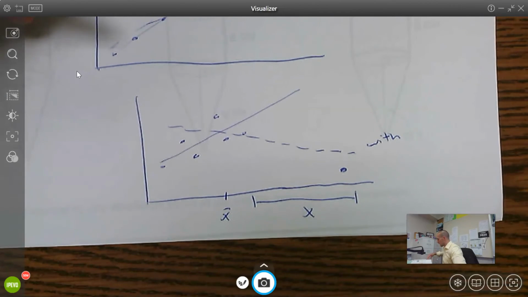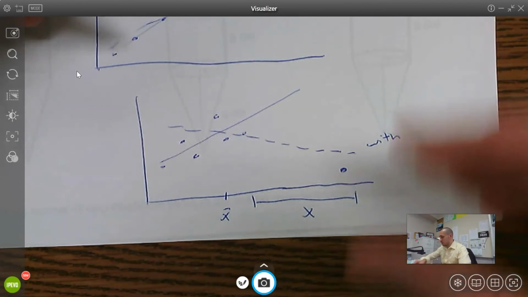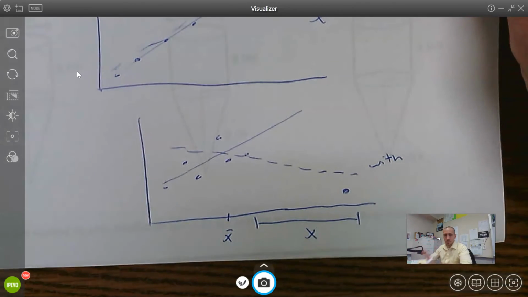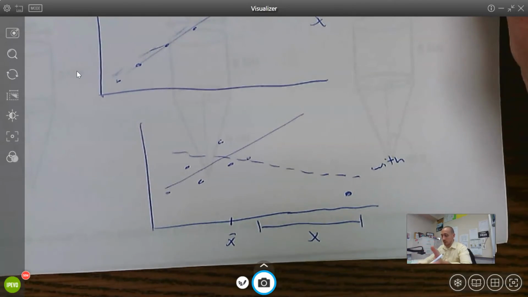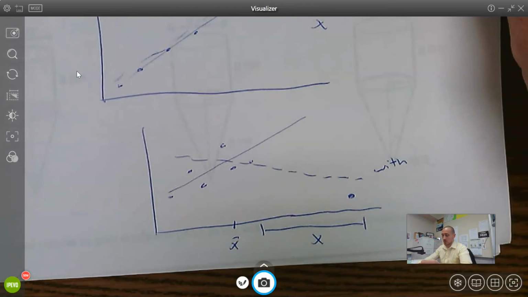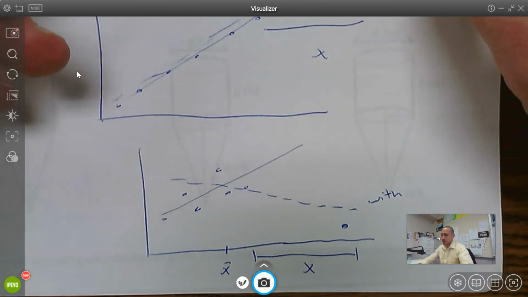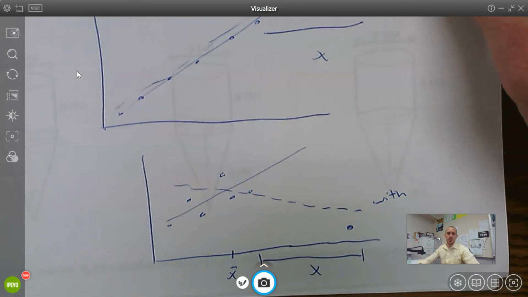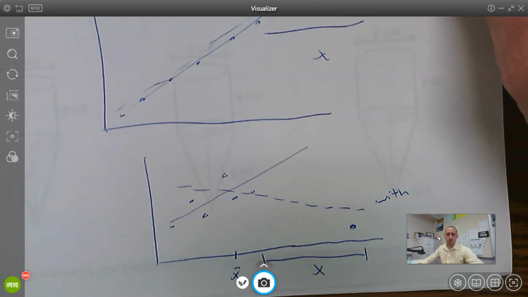Same idea here. It's worth noting that association does not prove causation. It never will. Whether there's a strong association or not between these two quantitative variables, that does not prove causation. So that's it for section 3.2. Hope you enjoyed.